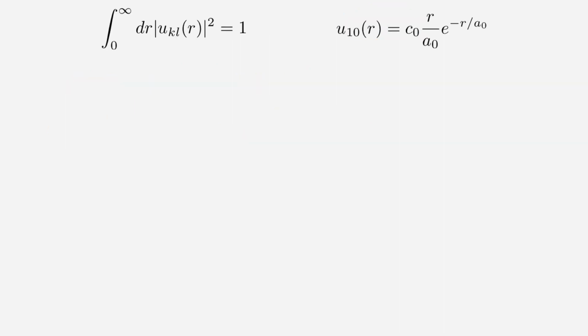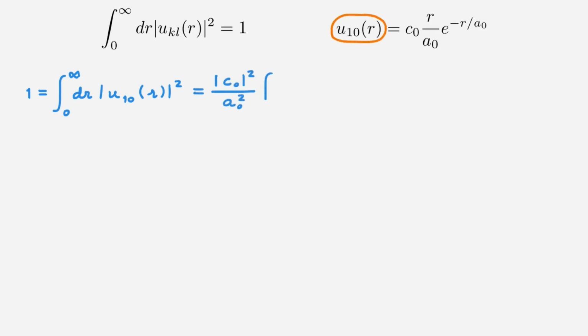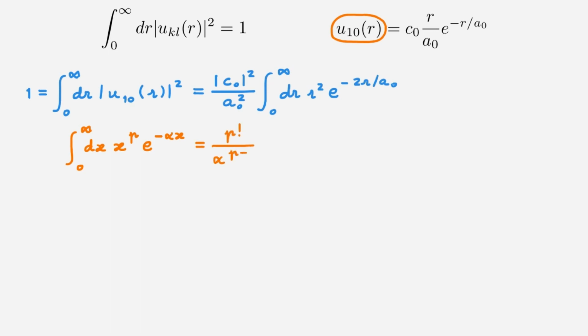Now that we have the U function, we can normalize it to fix C0. Rewriting the normalization condition for the ground state, we get this. Using the expression for U10 up here, we end up with this new integral. And we're now going to use a standard exponential integral, which you can look up in your favorite table of integrals or actually evaluate it yourself, and it is equal to this.